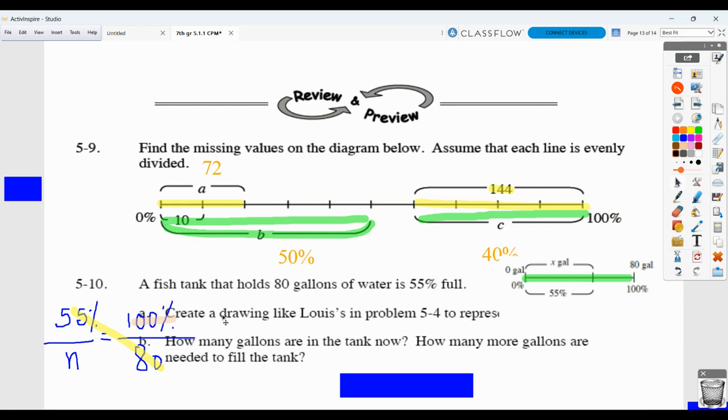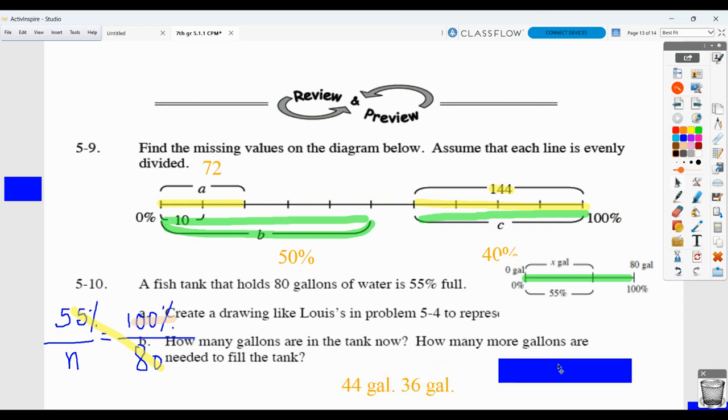Another way you could do it is to say to yourself, okay, I can see that 80 gallons is 100%, so that means basically each set of 10% would be 8 gallons. In other words, I could divide by 10 both parts here. So if 8 gallons is 10%, then 55% would be 5.5 times that. That would be another way to do it.